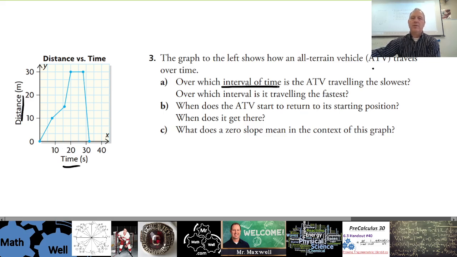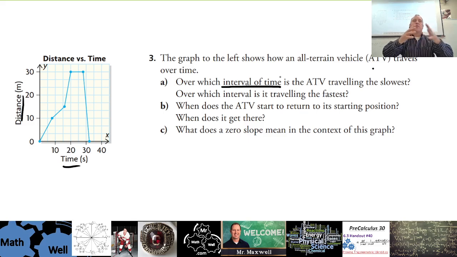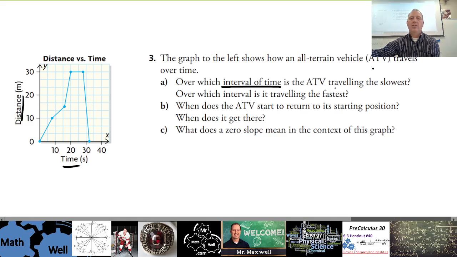So an interval of time means just a span of time. That's an interval. In math, we call those intervals. Intervals of x, or intervals of the domain, or intervals of time. So where is the ATV traveling the slowest? So that means it's covering the least amount of distance in a given time. Well, this slope right here represents the speed. So this slope is pretty high compared to this slope. This is a really steep slope, and this is a really steep slope.